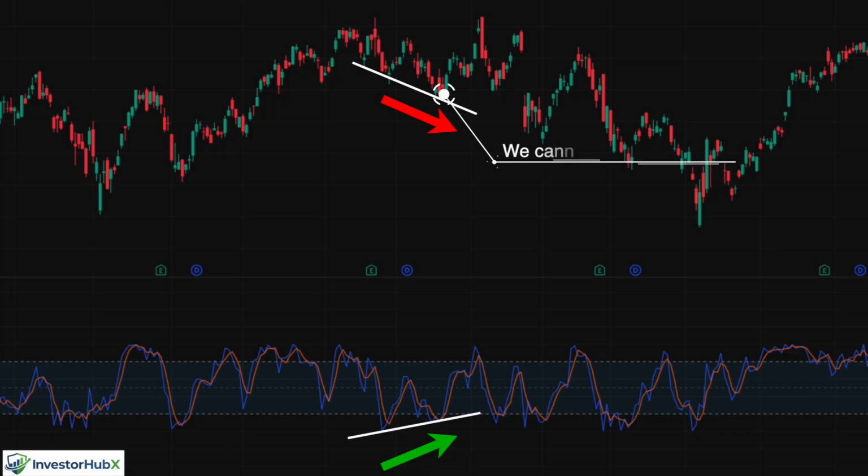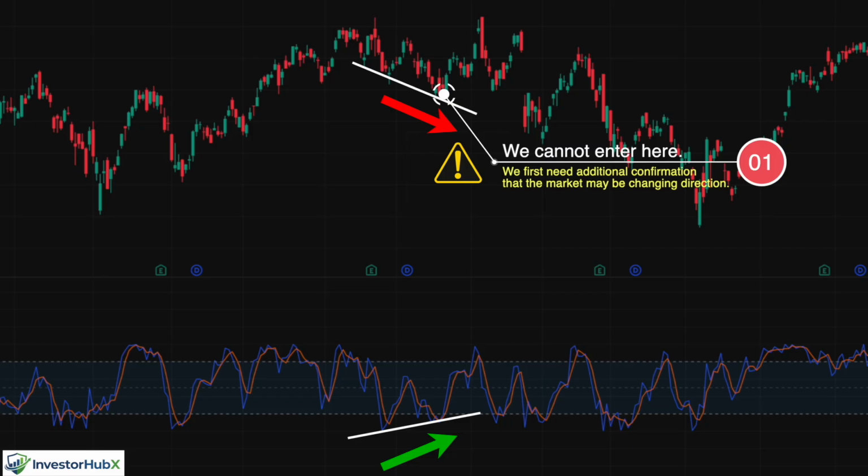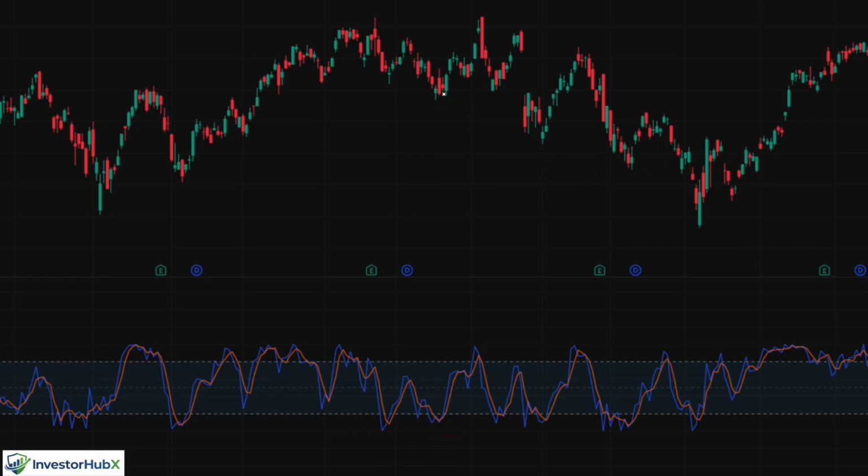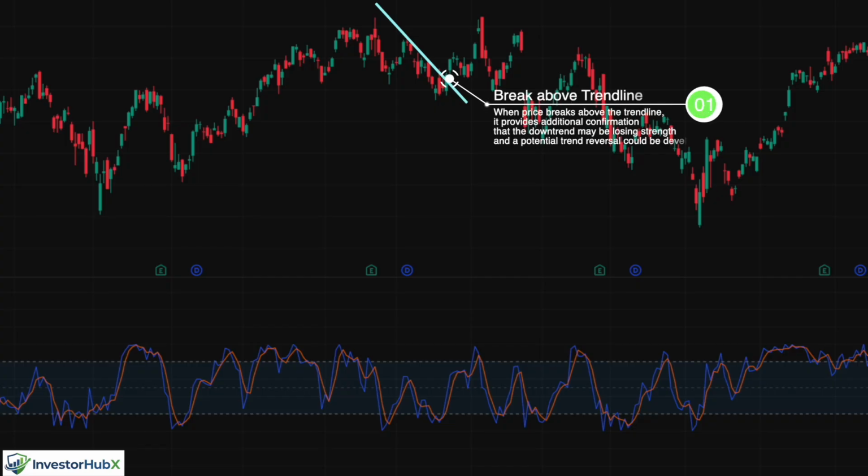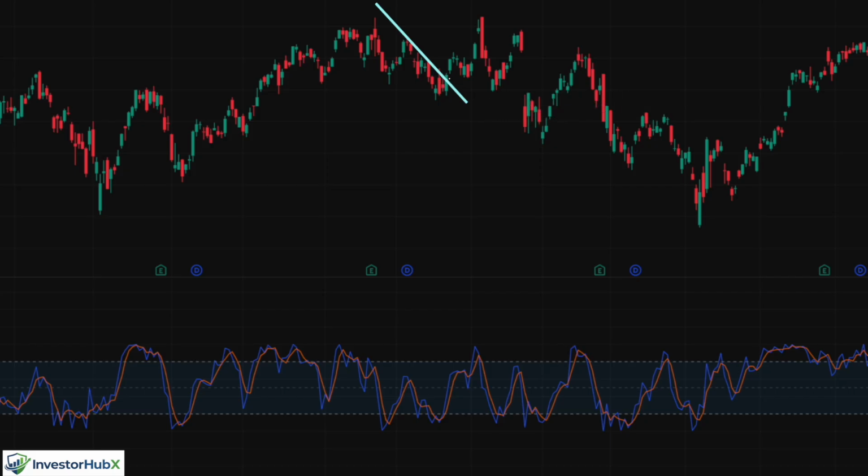However, we cannot enter a trade based on divergence alone. We first need additional confirmation that the market may be changing direction. How do we do that? One way is by drawing a trend line like this. When price breaks above the trend line, it provides additional confirmation that the downtrend may be losing strength and a potential trend reversal could be developing. This increases the probability of a higher quality trading setup.